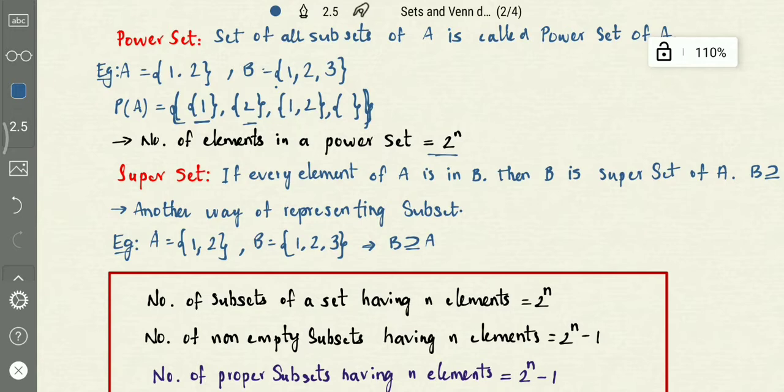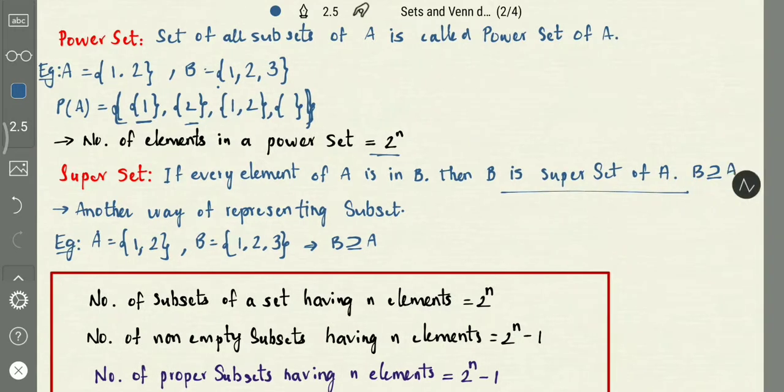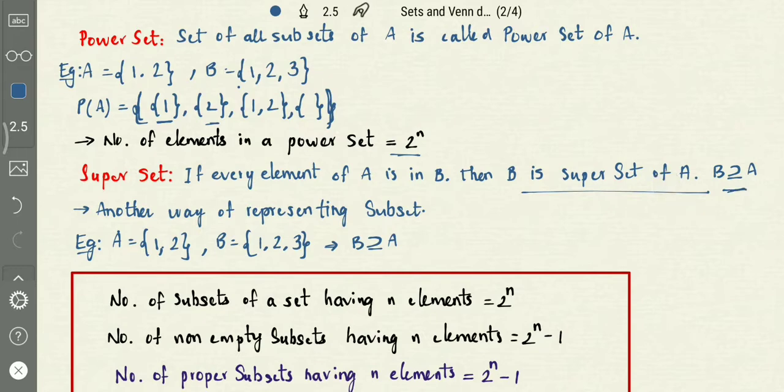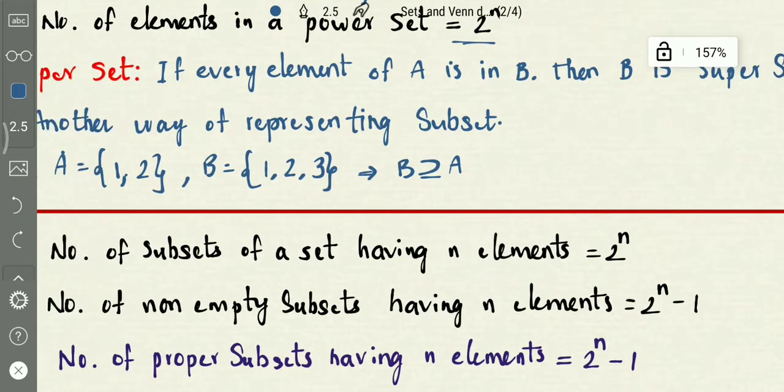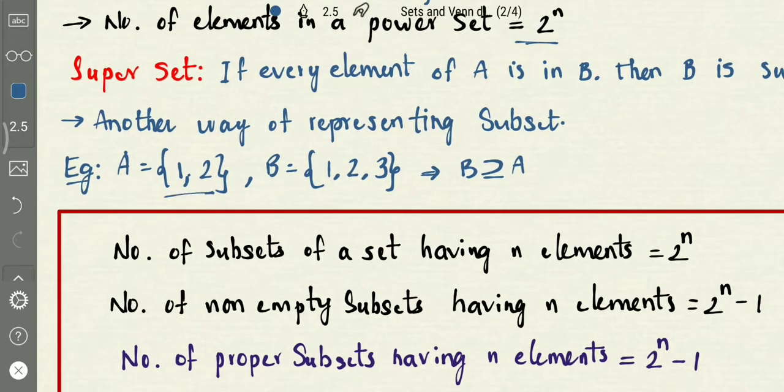Next, what is superset? If every element of A is in B, then B is a superset of A. It is represented like this. B is superset of A. Actually, this is another way of representing the subset. We can also write this as A is subset of B. Here B is the superset. It is like a parent one. Here 1 and 2 are the elements in A and 1, 2, 3 are the elements in B. These elements are present in B. So A is subset of B. It is also said as B is superset of A.